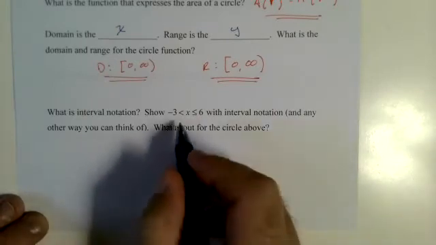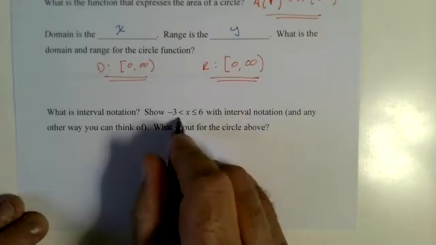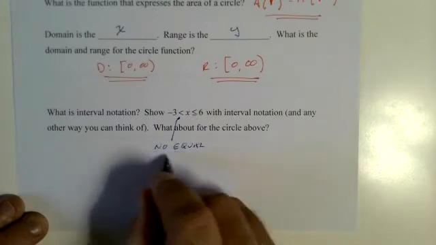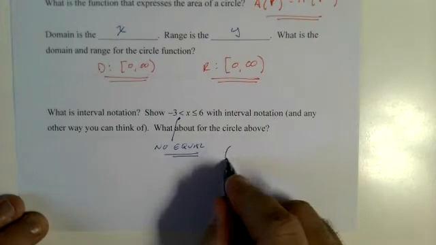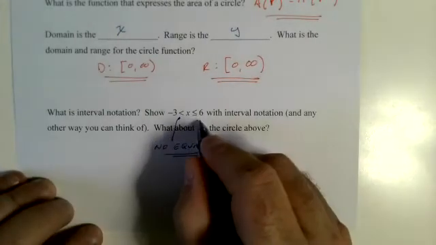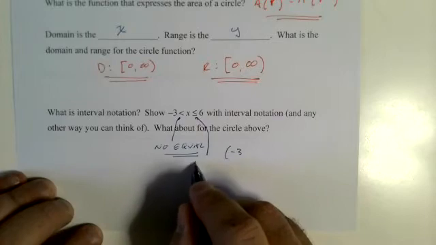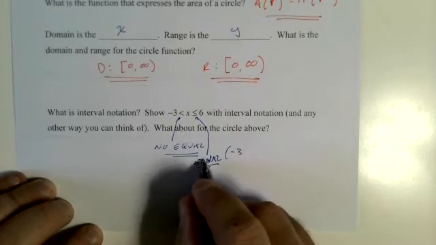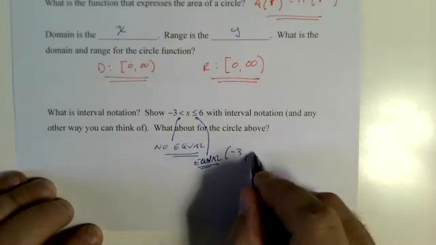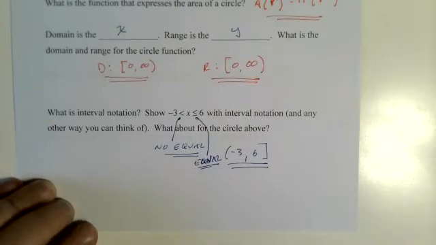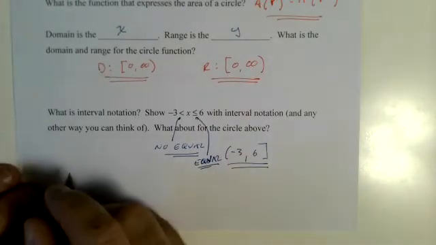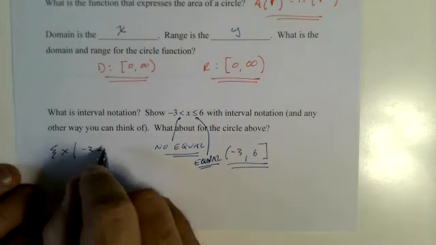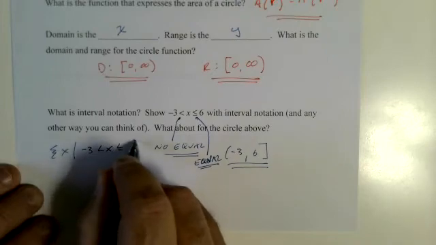So what's interval notation? Well, we have no equal here. So we write it as parentheses -3. We have an equal here. What a mess. So here we put a bracket. And that's interval notation. How else could we do it? Well, we could do this sort of thing. X such that -3 is less than x is less than or equal to 6.